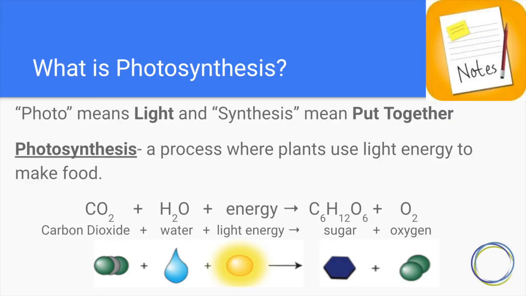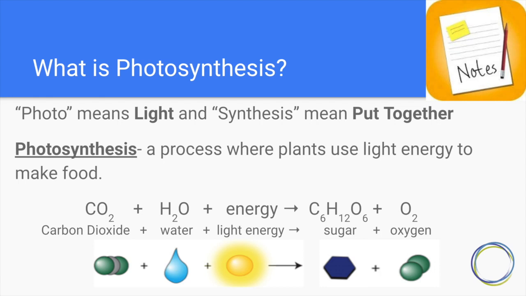So now it's time for some notes. So go ahead and pause the video so you can grab your notebook. Ideally, you want to write the notes right under where your last notes were. So what is photosynthesis? Photo means light, and synthesis means put together. Photosynthesis is a process where plants use light energy to make food. So make sure you write the equation and draw the diagram below.